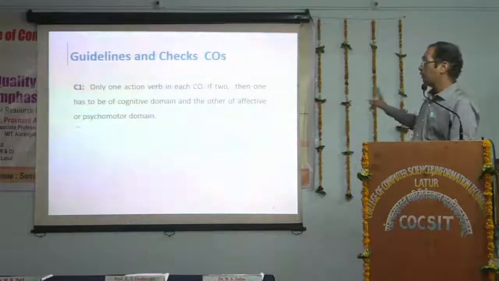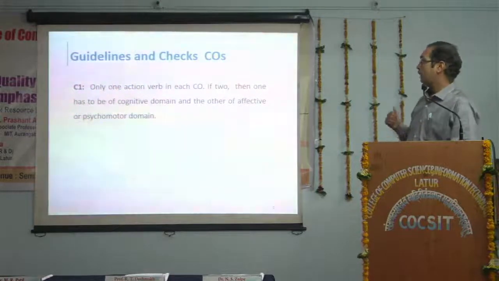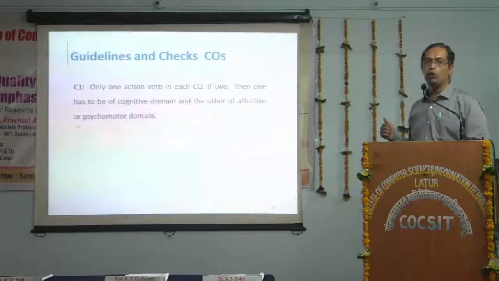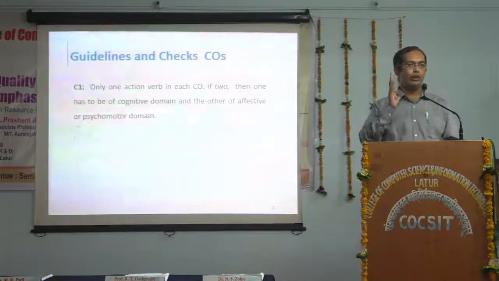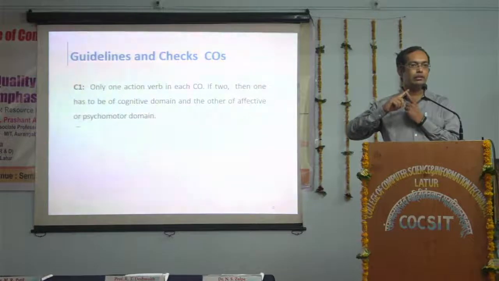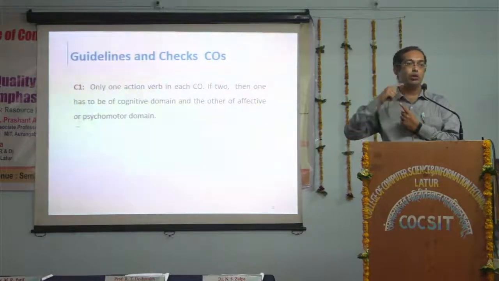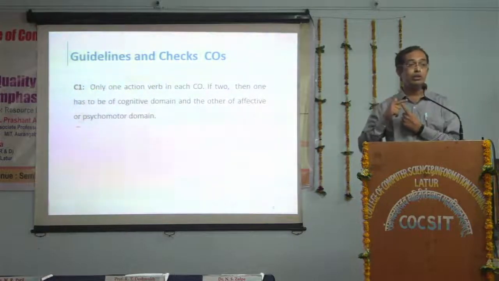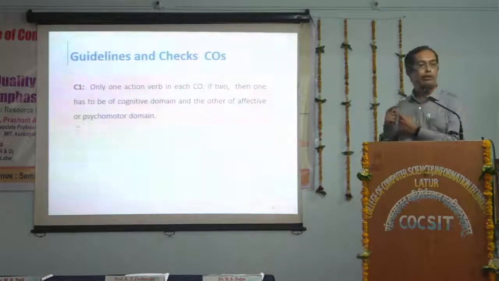Right. So what this checklist says is that you are using only one action verb in each CO. If two, then one has to be from the cognitive domain and the other from the affective or psychomotor domain. As yesterday we have discussed, there are 3 domains. One is cognitive. What is cognitive? Gaining the knowledge. It is for knowledge. Second is affective. It is for feeling, attitude or feeling. Third is psychomotor.